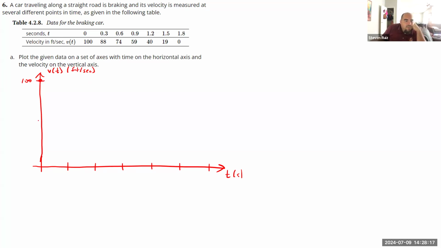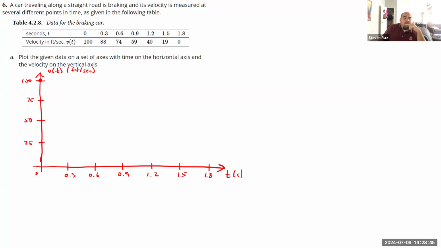Let's make a scale before we go too much further. 25, 50, 75. All right, so 0, 0.3, 0.6, 0.9, 1.2, 1.5, 1.8.